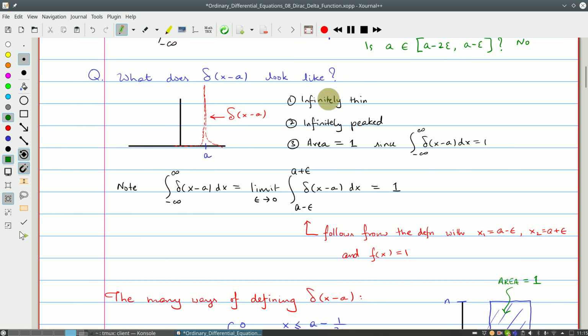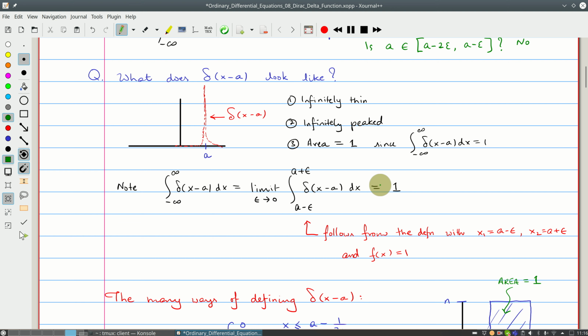So here's what we have concluded then. This Dirac delta is concentrated at a. It's infinitely thin. It's infinitely peaked. Its area is 1, since the integral from minus infinity to infinity of the Dirac delta is 1. And this is what I've just shown you. We can look at this infinite integral as the limit epsilon tends to 0, where we integrate only around a and we'll still get 1.